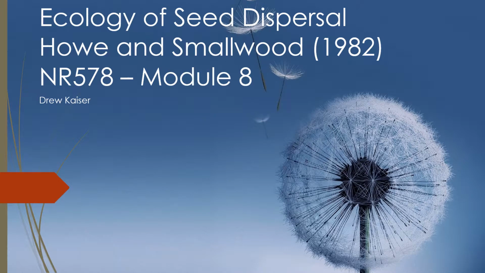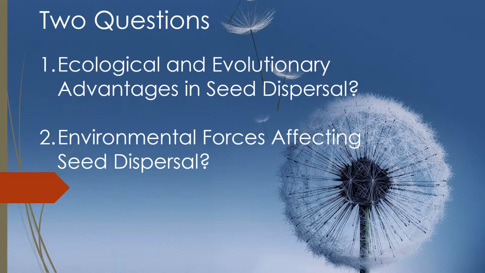I chose this paper, Ecology of Seed Dispersal by Howell and Smallwood, because it was a great conceptual paper that a lot of the other research out there kind of refers back to. So I thought it would be a good foundation in the modern field of seed dispersal ecology. The two questions this paper is trying to answer are: what ecological and evolutionary advantages exist for seed dispersal, and what are the environmental forces affecting the timing and dispersal?